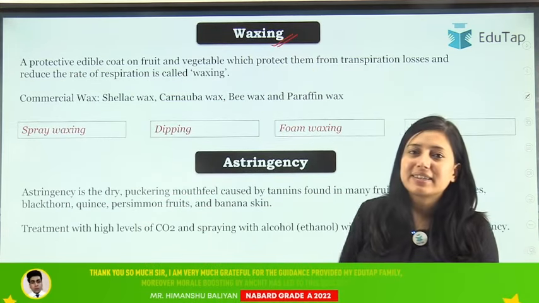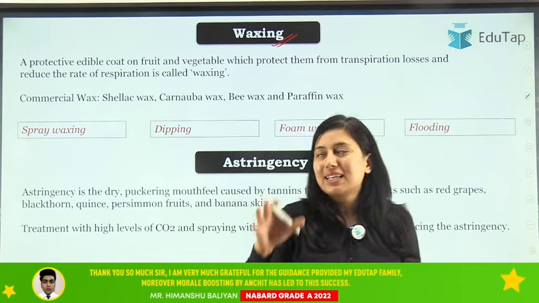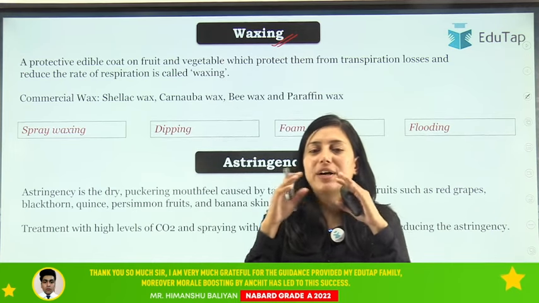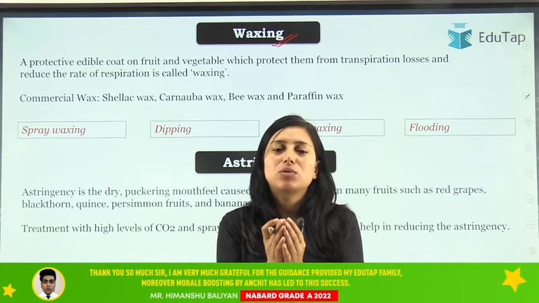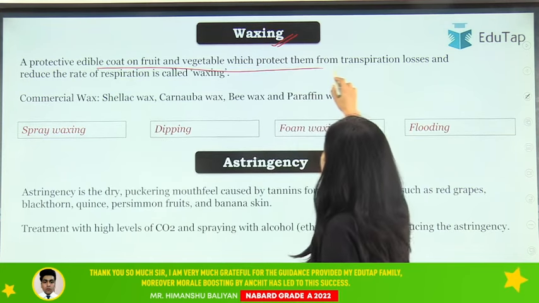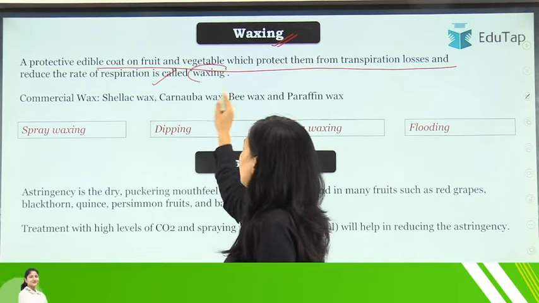So basically waxing, as the name suggests, we are using wax. So why are we using this? Basically, waxing is providing a protective layer of wax around the produce. It is a protective edible coat on fruit and vegetables which protects them from transpiration loss and reduces the rate of transpiration, that is called waxing.